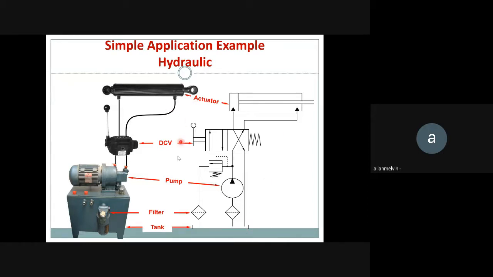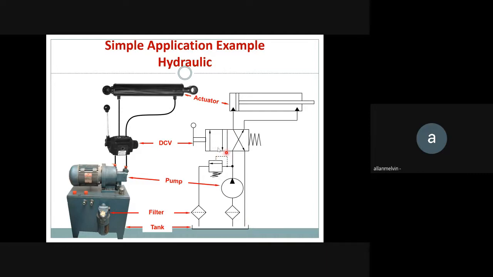Now hydraulic. How to relate the symbols and the actual units. As I told you earlier, this is the pump. This is the pump symbol, and in the physical unit, this is the pump. Then you have a filter. This is the filter unit, and the symbol is this. This is the tank.